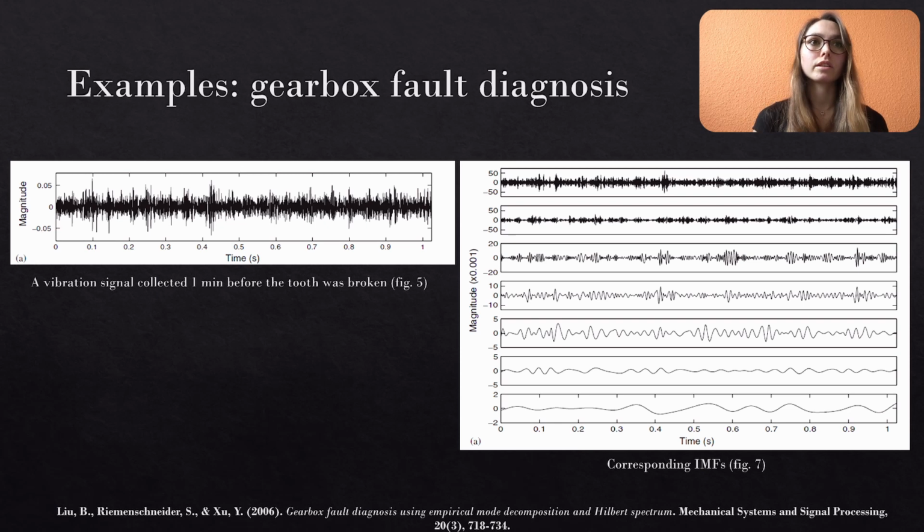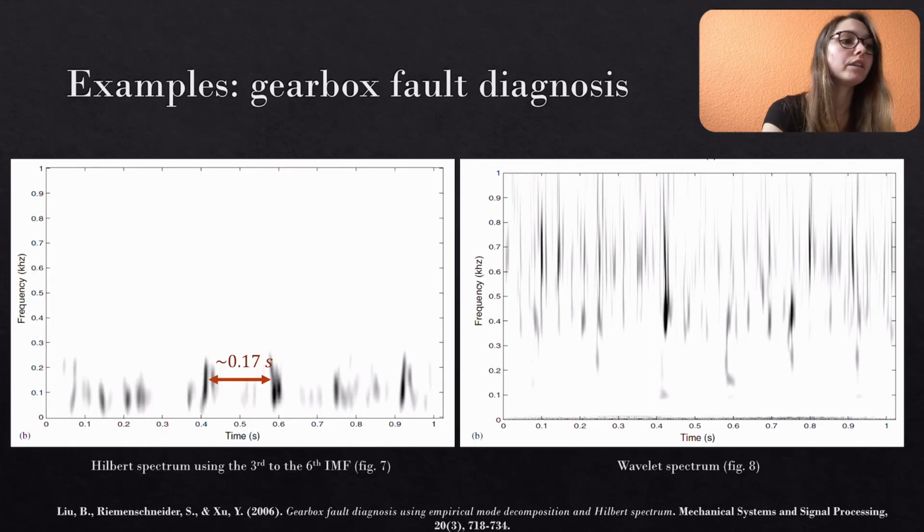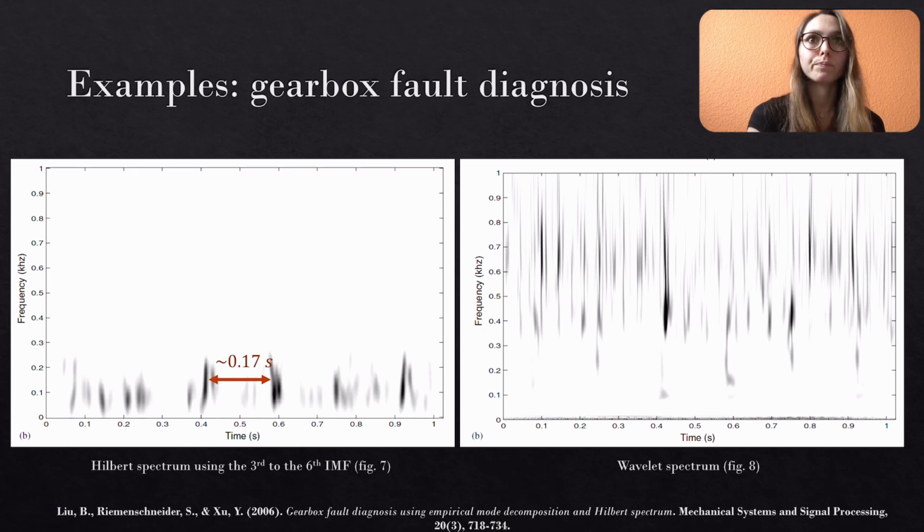Like in our previous example, such data was commonly analyzed by the Wavelet Transform, and the authors show that the EMD in combination with the Hilbert spectrum is more efficient in detecting such faults prior to them causing actual damage. On the right, you see the IMFs of the vibration signal, and here on the left, we have the corresponding Hilbert spectrum. Again, we compare to the wavelet spectrum, which I have plotted on the right. But let's start by inspecting the Hilbert spectrum.